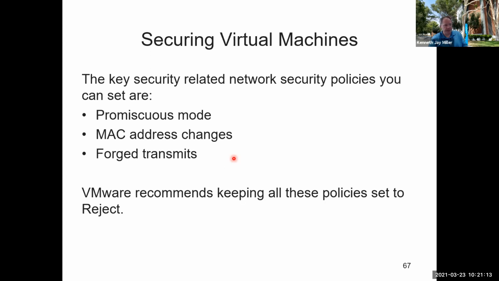And then forged transmits. Now, VMware recommends keeping all these policies set to the reject mode. So these are all rejected or turned on. These modes are turned on to reject promiscuous mode, MAC address changes, and forged transmits.